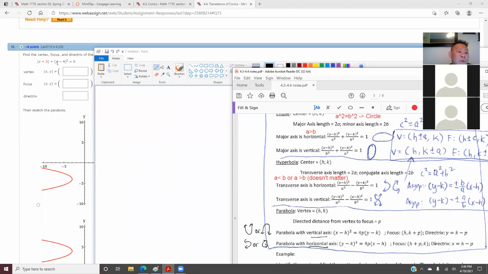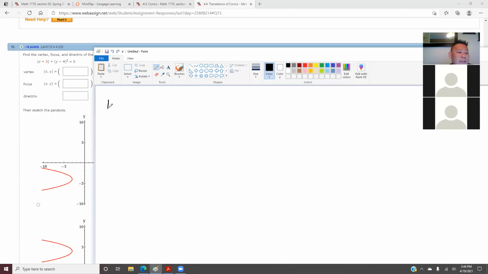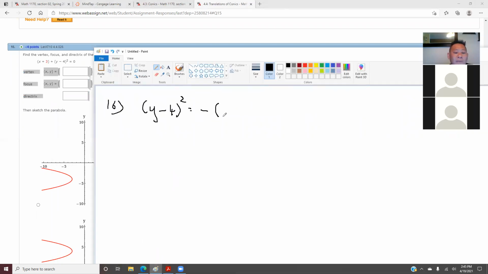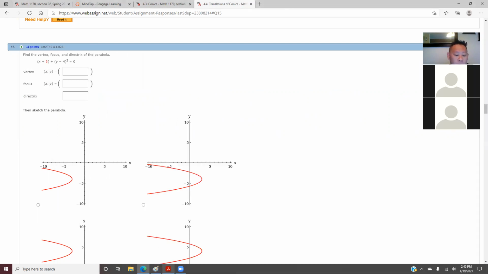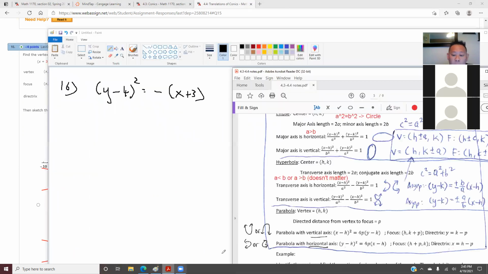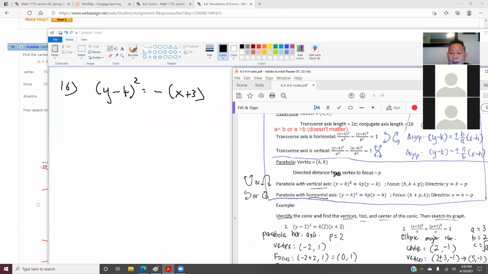So what you do here is we separate them. For number 16 on this question, I will put the y minus 4 squared here. And then I move this over there, so it becomes negative x plus 2. And if you look at this, and compare with the parabola equations that we have here, which one is the right one? Is that the vertical axis or the horizontal axis for this case?